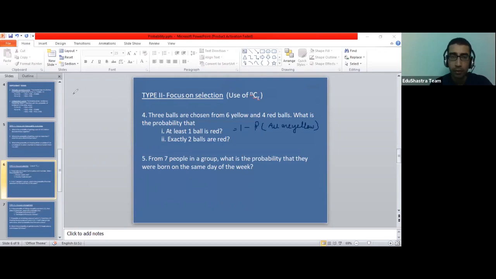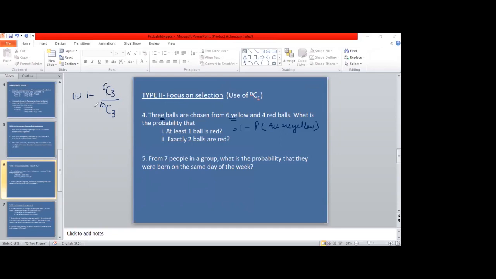So part 1 is nothing but 1 minus the probability that all are yellow. You had 6 yellow, and you're choosing 3 balls from those 6 yellow. So the probability of getting all yellow would mean favorable cases would be from 6 balls, you choose 3 balls, while total cases will be from the 10 total balls, any combination of 3 balls may be chosen. Is this clear, guys? 1 minus 6C3 upon 10C3. If you solve this, I think you're going to get 5 by 6.